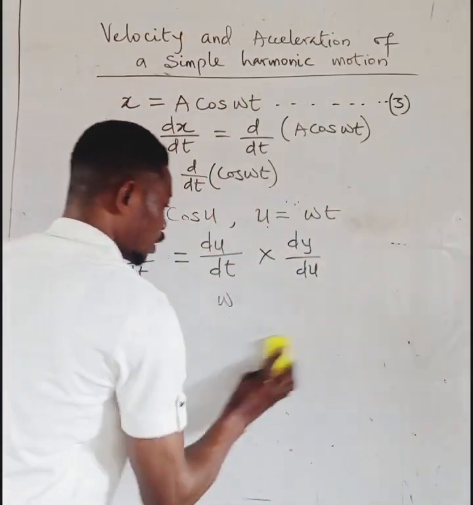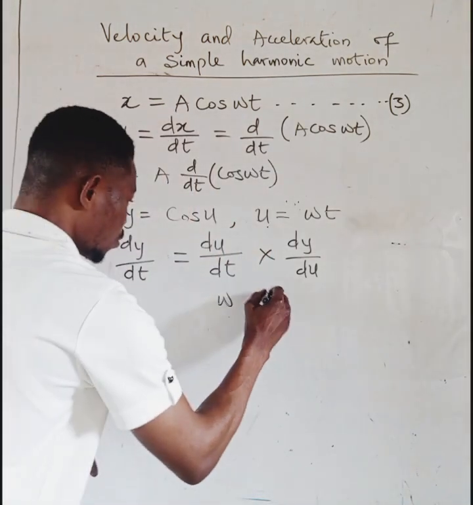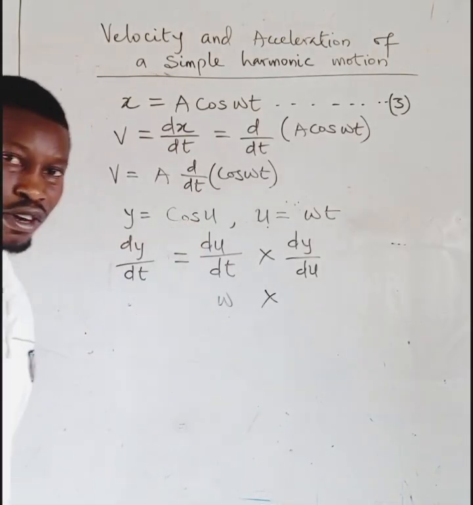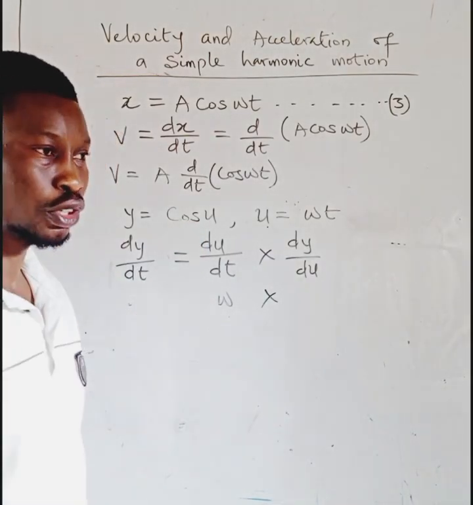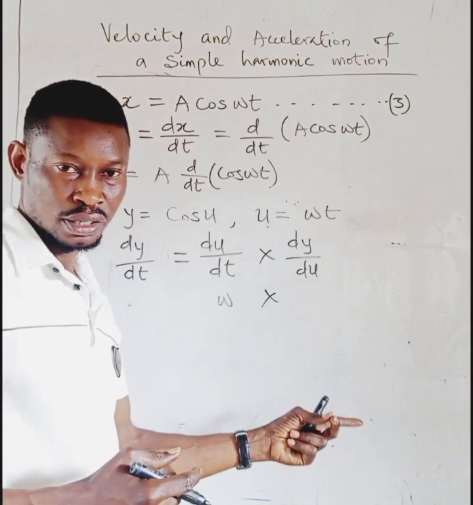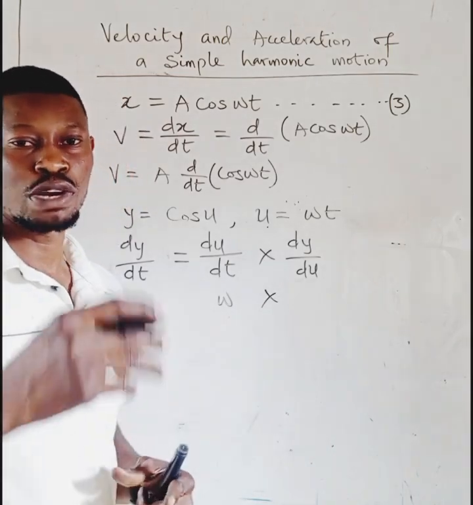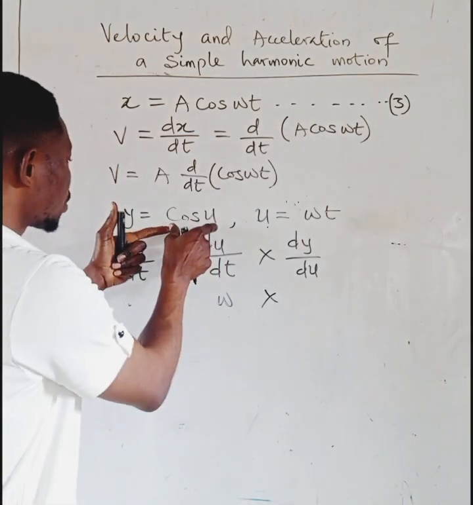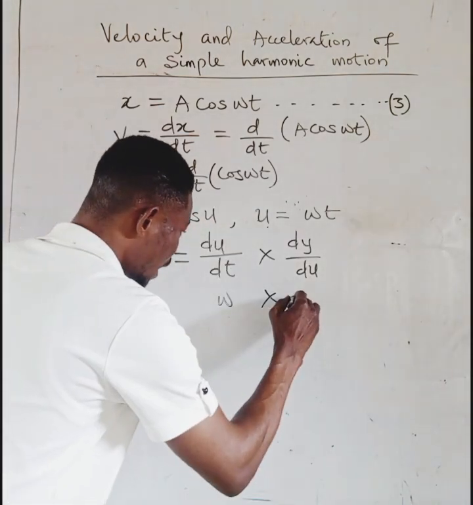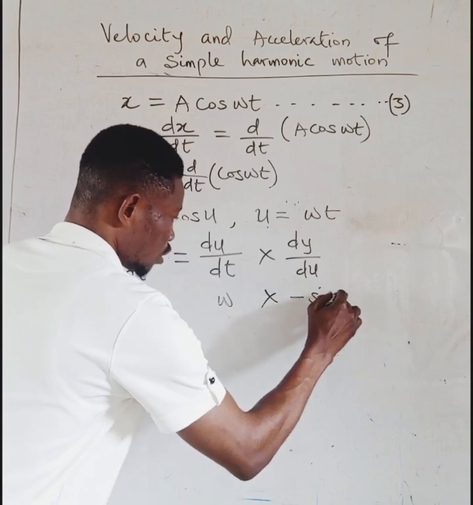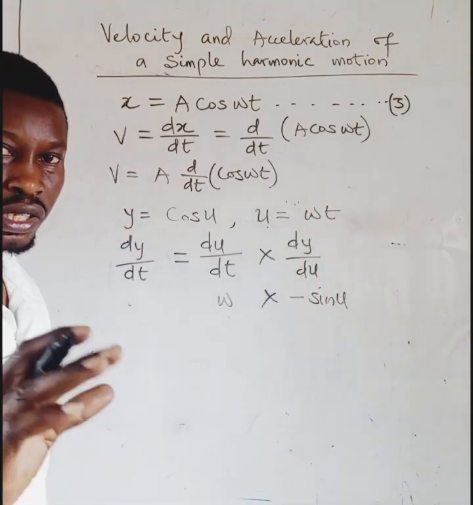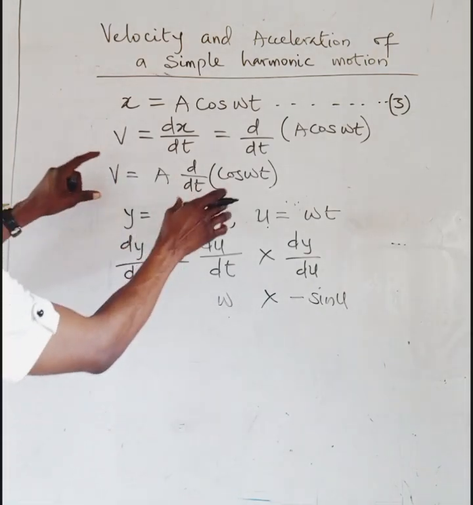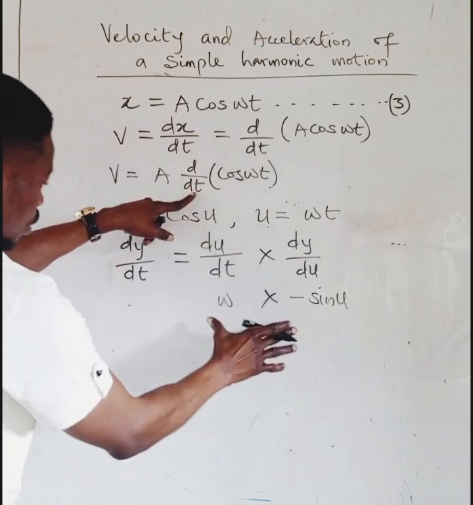Okay, if we differentiate y with respect to u, when you differentiate the cosine of a function, you get minus sine. Minus sine, please take note. But when you differentiate the sine of a function, you get cosine. In this case, we are going to differentiate cosine of u, so we will get minus sine u. That's what dy/du will give us in this case.